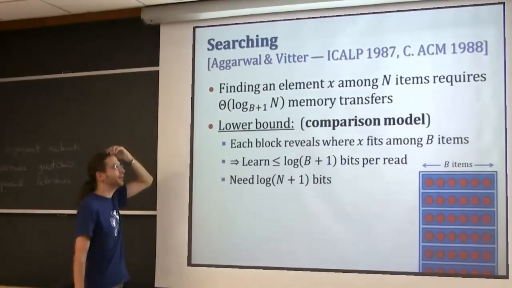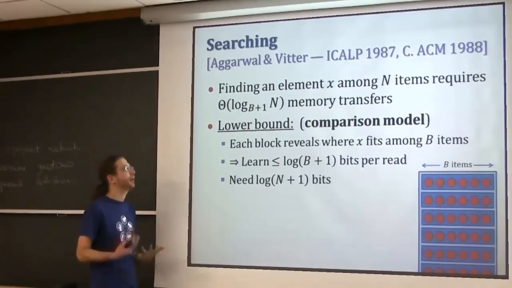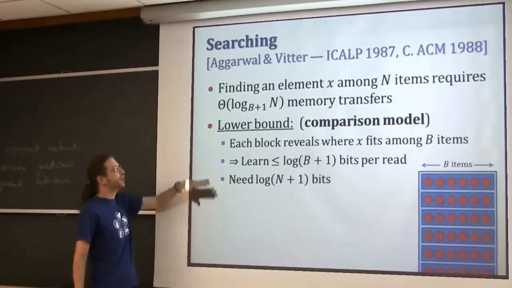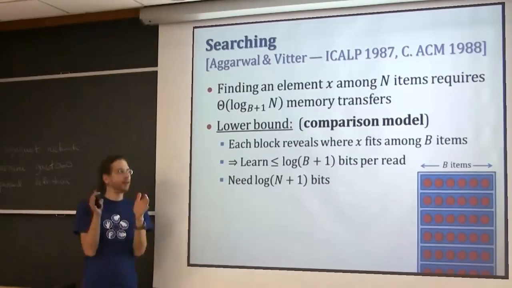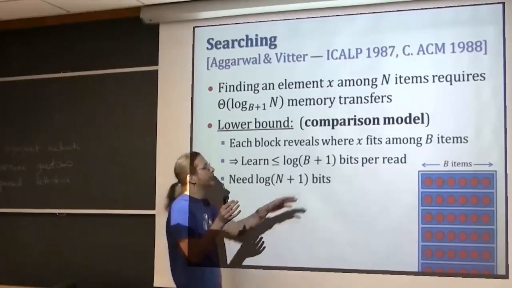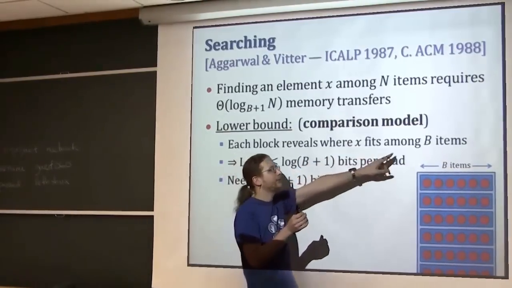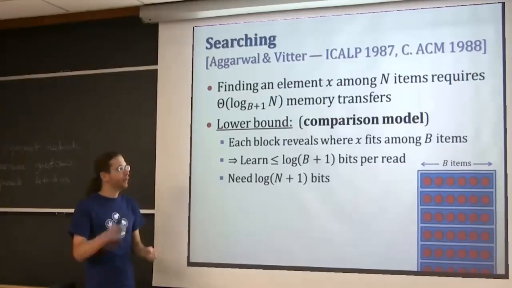Why is this optimal? You can do an information theoretic argument in the comparison model, assuming you're just comparing items. Then whenever you read in a block, if the blocks have already been sorted, you read in some block, what you learn from looking at those B items is where your query, X, fits among those B items. You already know everything about the B items, how they relate to each other, but you learn where X is.